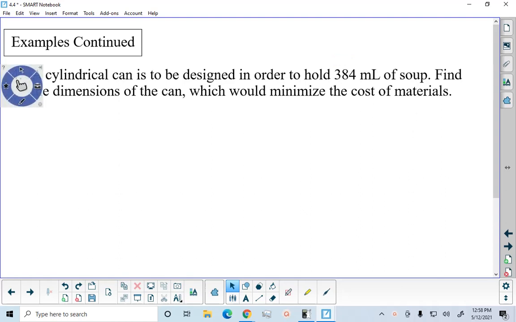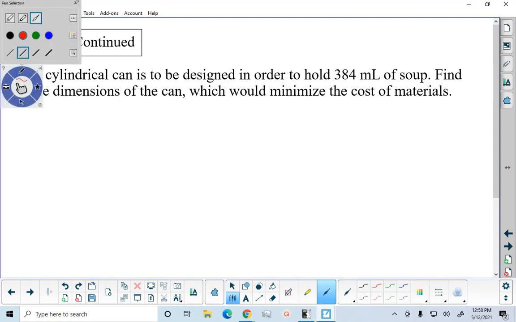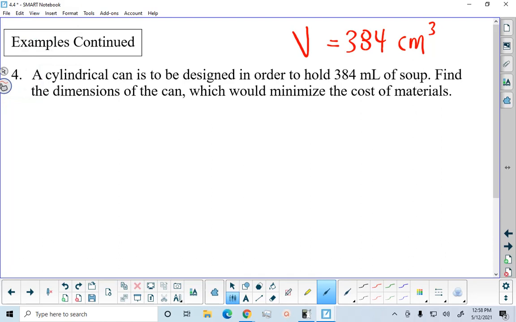And we can label the constraint mathematically by saying the volume has to be 384 cubic centimeters. Now, in terms of fluid measures, a milliliter is a cubic centimeter. So that's the equation of, well, that's not the equation of constraint. We haven't got an equation for it yet. I guess to get an equation of constraint, we have to take the volume formula, which is pi r squared h. So V is equal to pi r squared h.